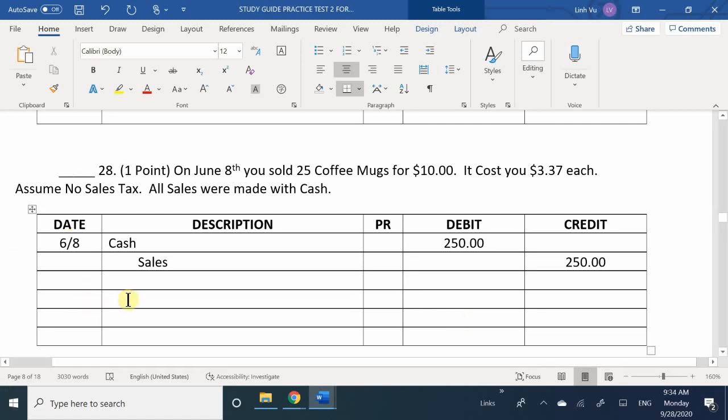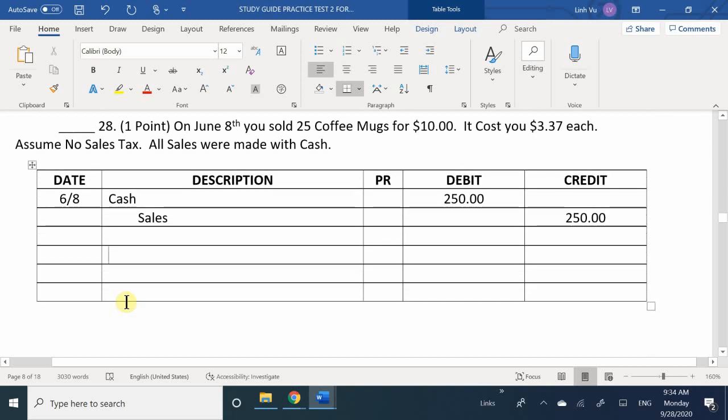I need to update my inventory. Is that correct? It is. You need to update your inventory because that's the definition of perpetual, right? You're constantly updating your inventory, whether you make a purchase of an item or whether you sell an item. So in this case, what is my second entry going to look like?